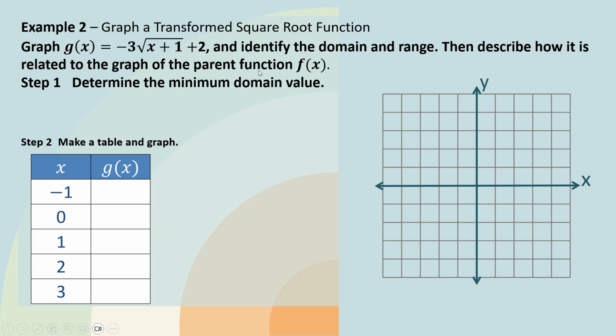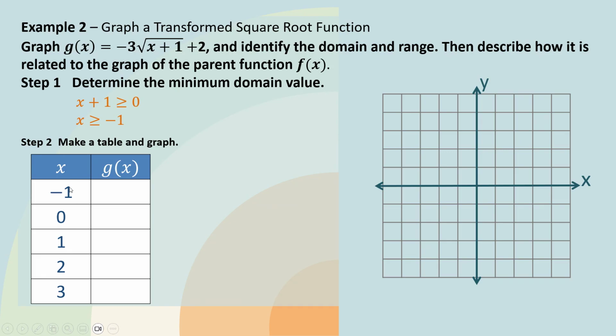To graph that, okay, now we have a new example here. A is negative 3, so it's going to be reflected. We have x minus negative 1, so we're shifting left 1, and then plus 2, so up 2. First we're going to determine the minimum domain value, so that comes back to whatever we have under the radical sign must be greater than or equal to 0. So x must be greater than or equal to negative 1.